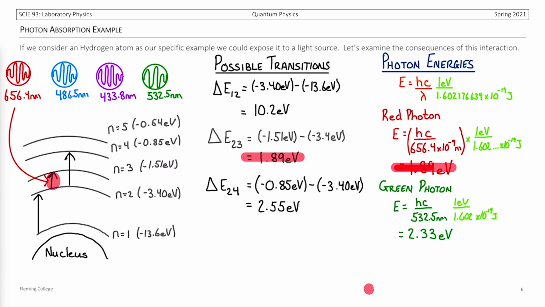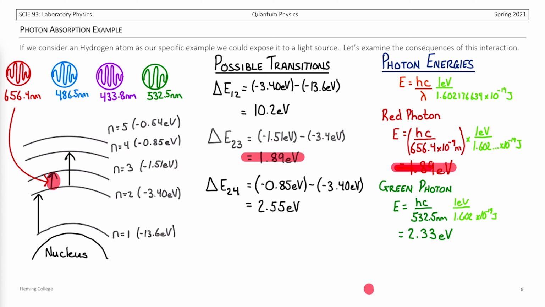Now, we've already seen from our possible transitions that going from 2 to 4 would require 2.55 electron volts, so we don't have enough energy to make that jump. We have too much energy to go from 2 to 3, and all our other energy requirements from level 1 are much greater than this, and all our transitions from level 3 are much smaller than this.